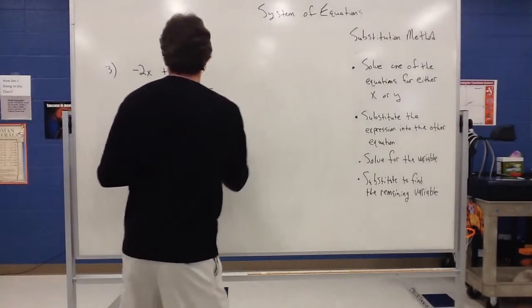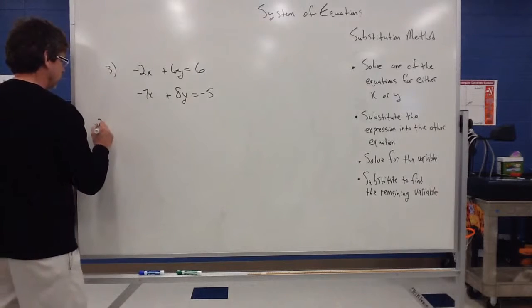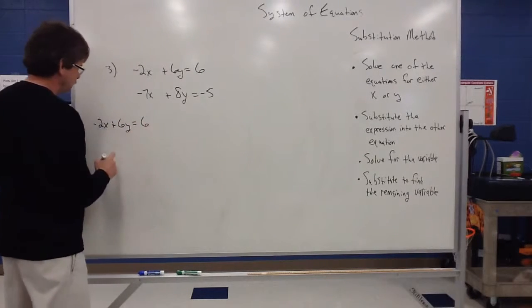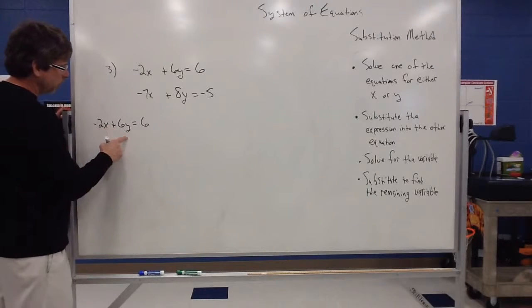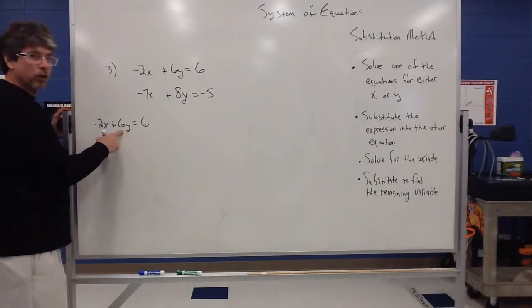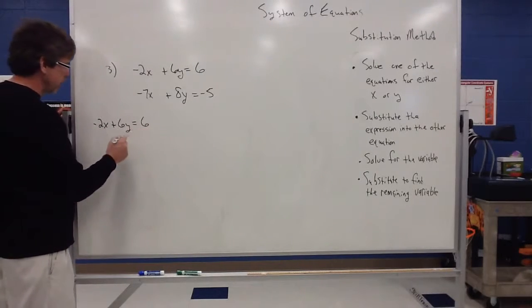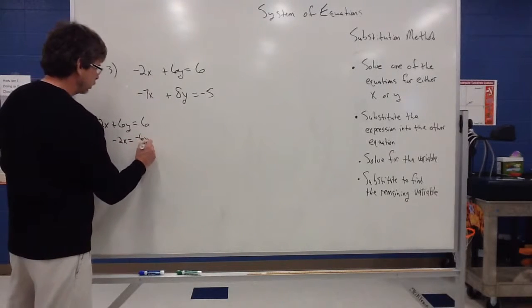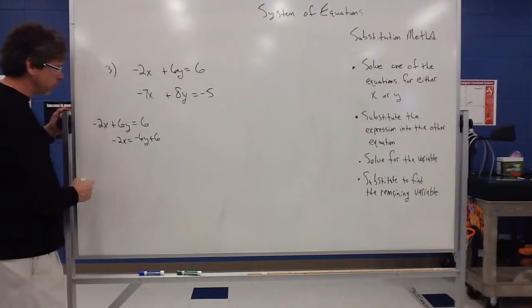So I'm going to write that down here. Negative 2x plus 6y is equal to 6. Again, to solve for x, this 6y is going to go to the other side. And remember, when it goes to the other side, all it's doing is changing sign. That's our shortcut. So negative 2x equals a negative 6y plus 6. That can save me some writing.